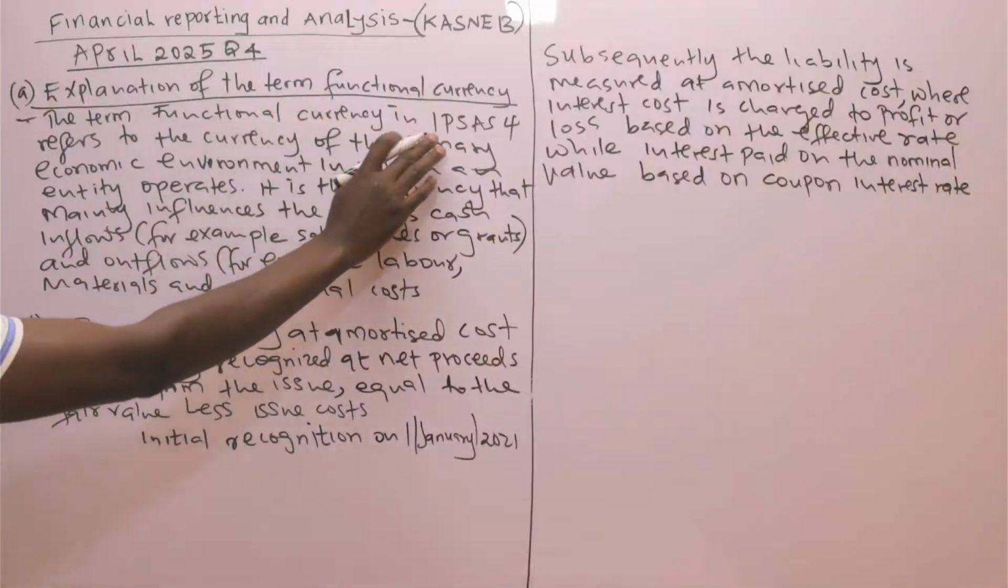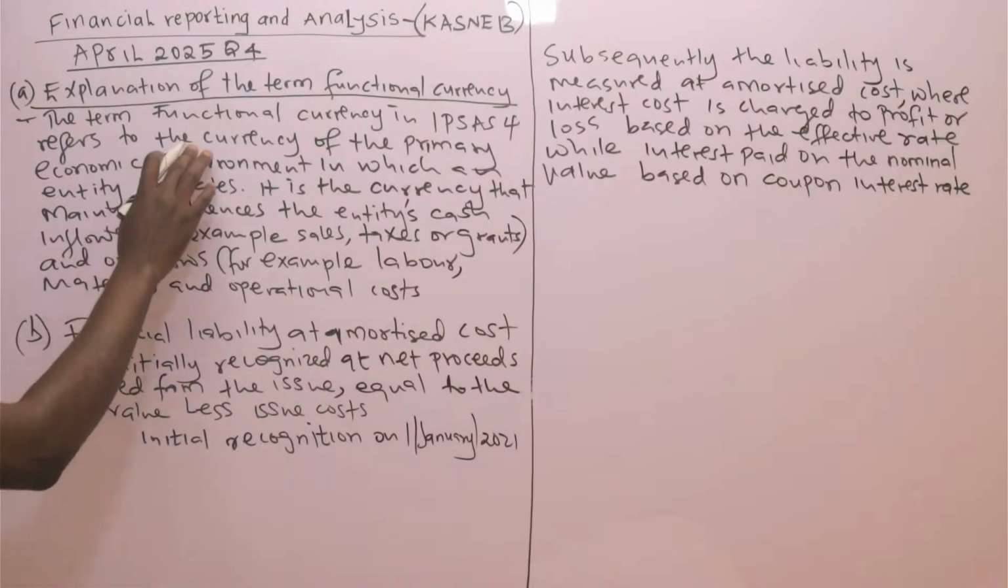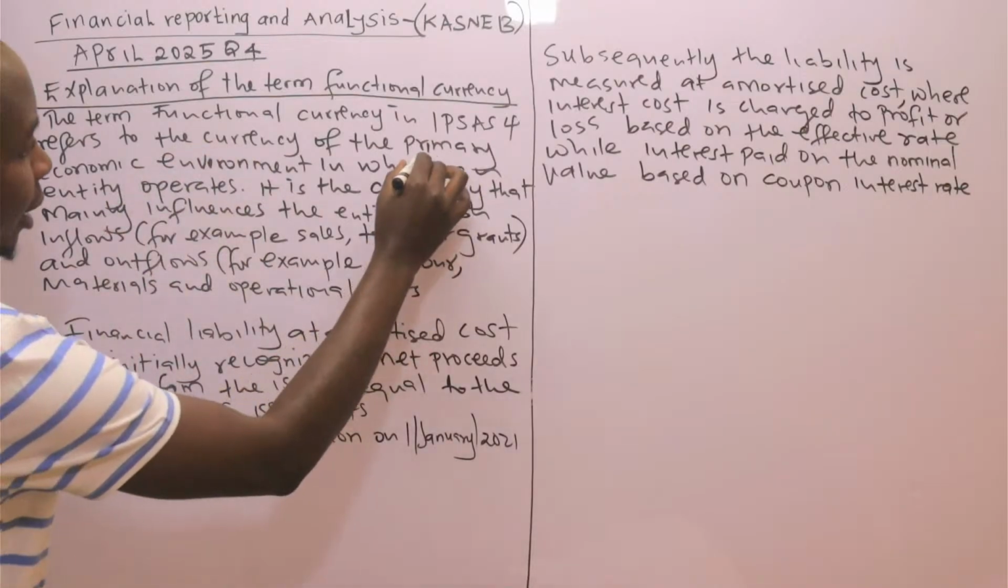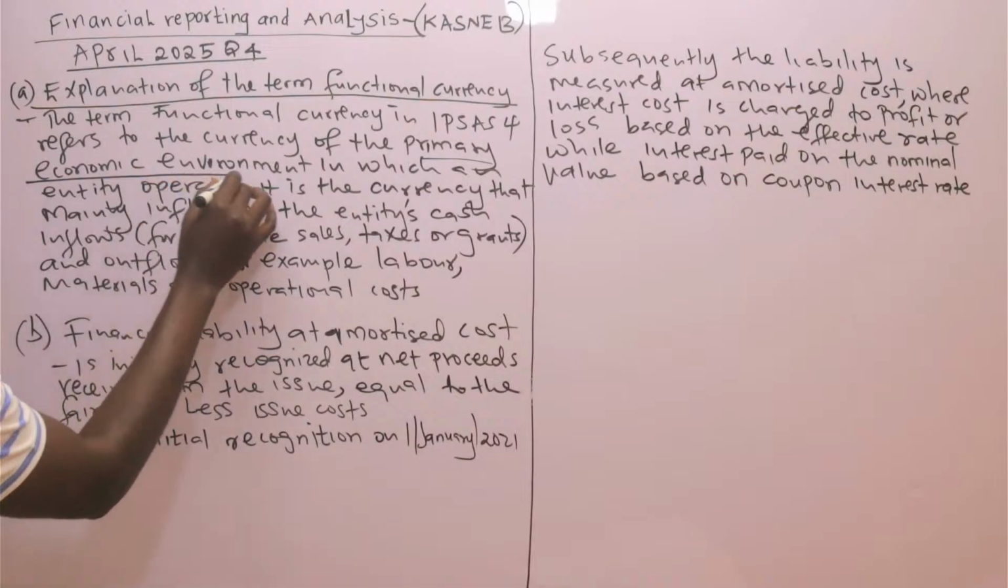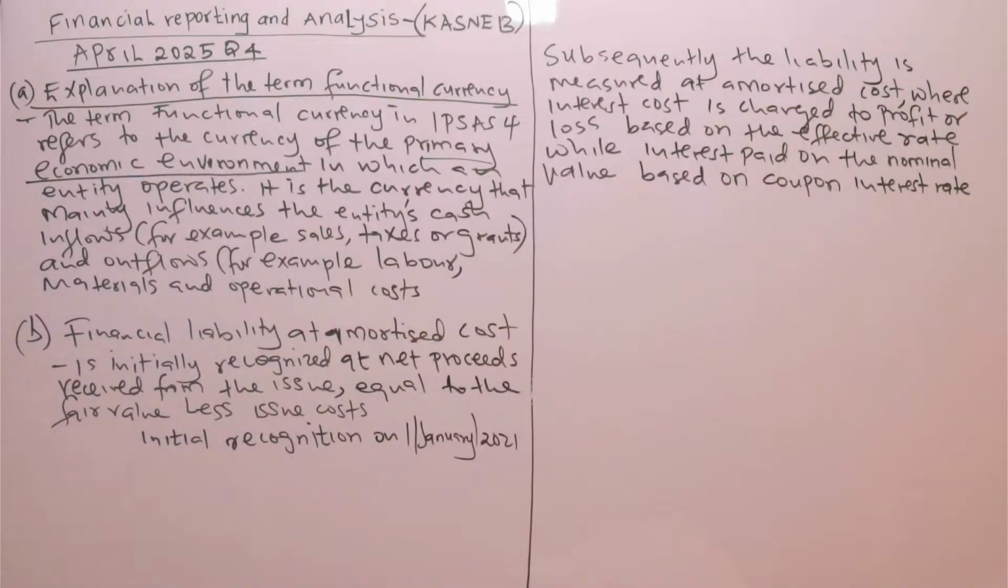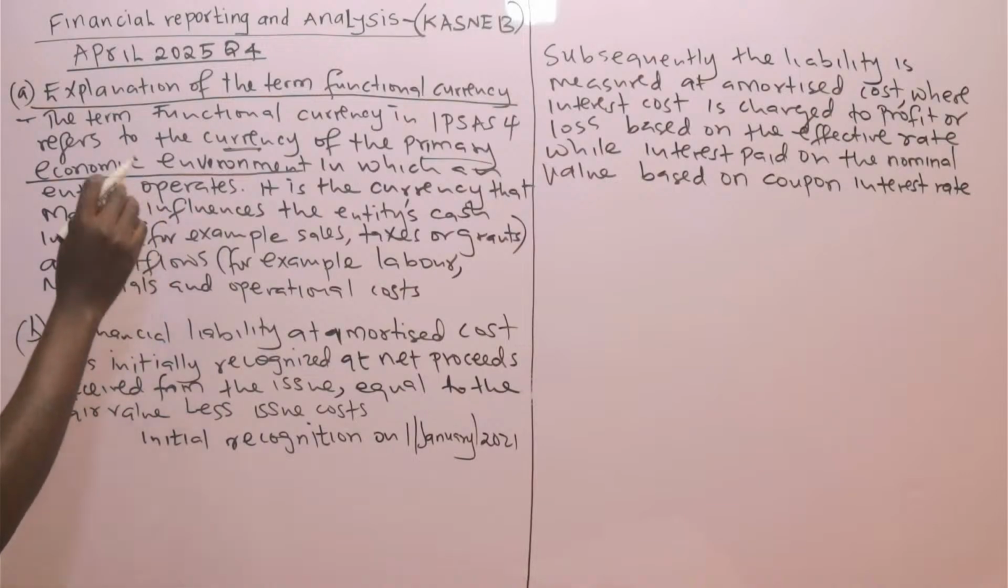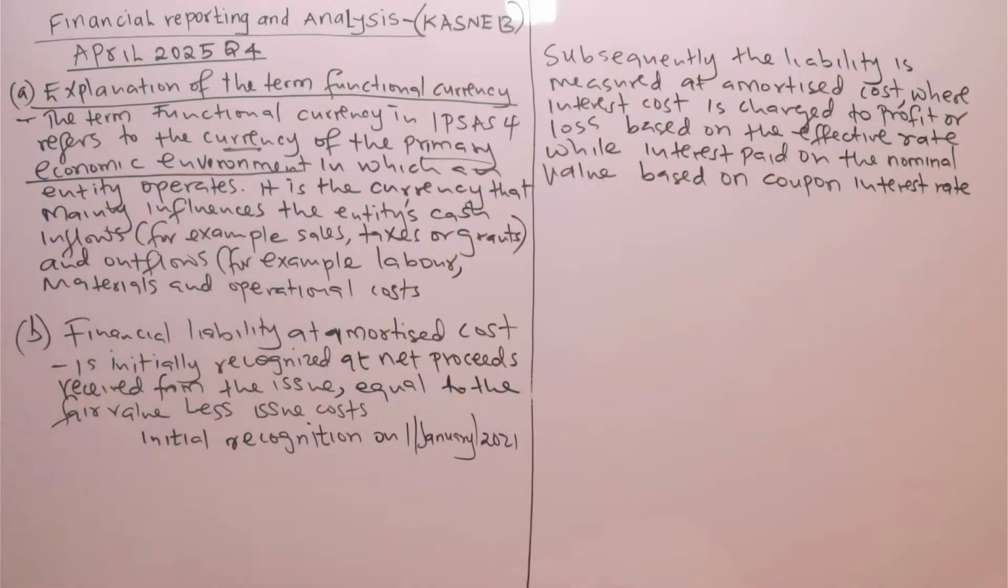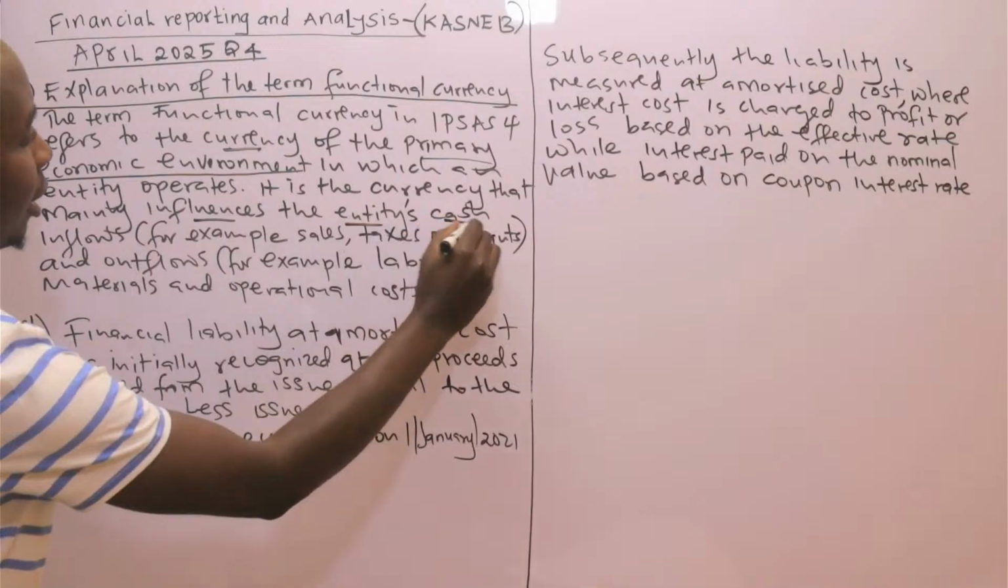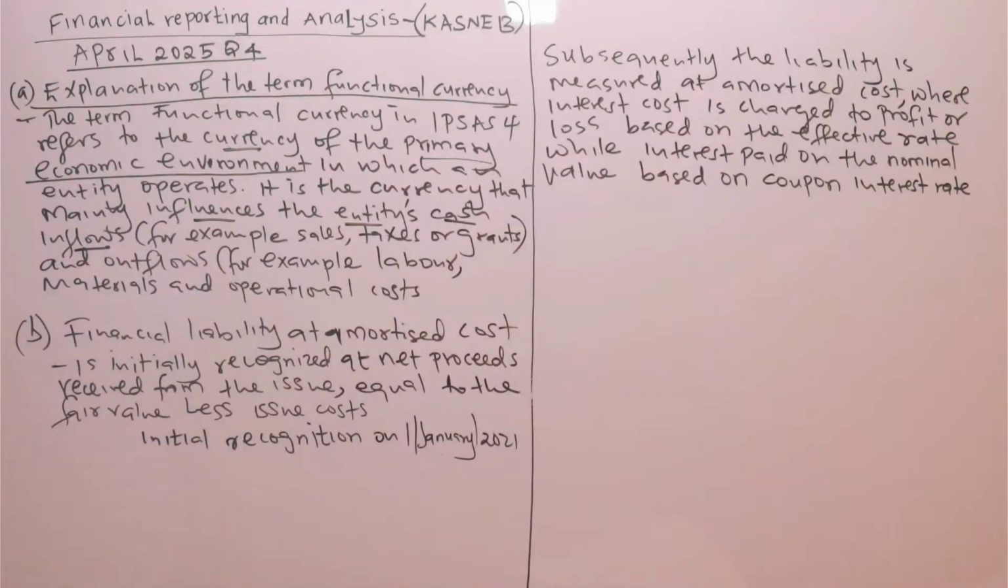The term functional currency, under IPSAS 4, refers to the currency of the primary economic environment in which an entity operates. It's the currency that mainly influences the entity's cash inflows, like sales, taxes, grants, and also outflows, for example labor, materials, and operational cost.